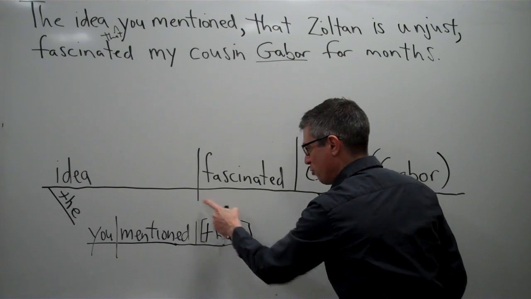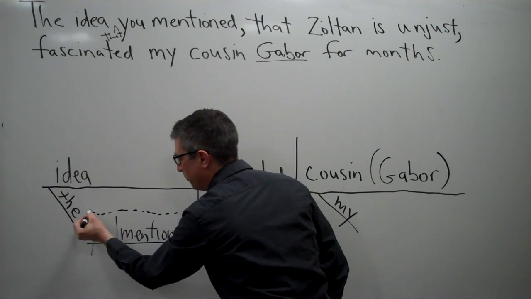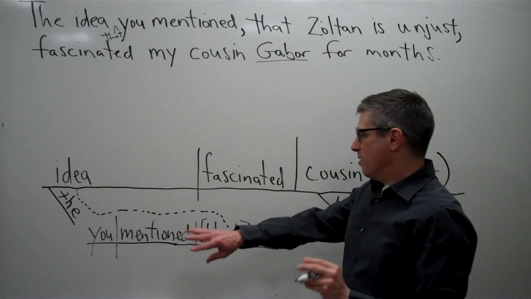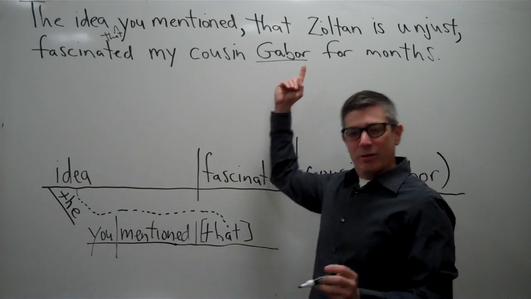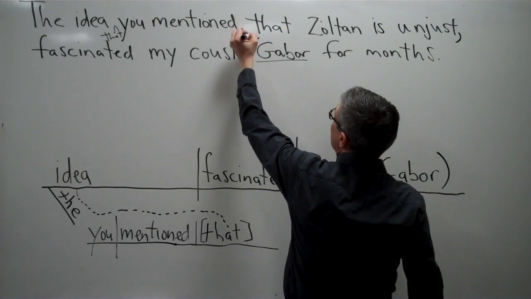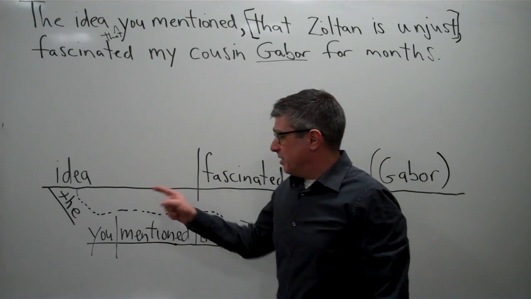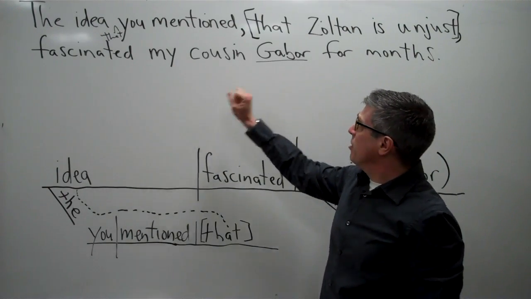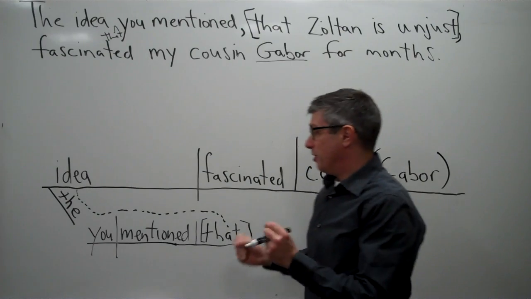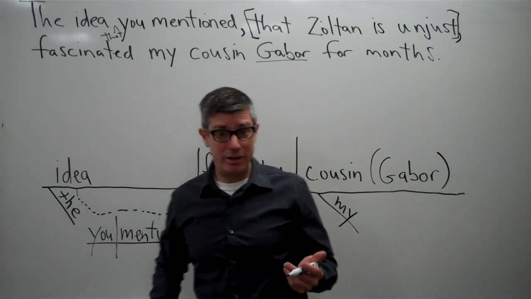And now I'm going to shorten our little line there. And now we do a dotted line between the relative pronoun and the noun that the relative clause modifies. So the idea that you mentioned, and now we get the second of our appositives in this sentence. And it's this thing here, that Zoltan is unjust. And now we have the idea that you mentioned and the idea that Zoltan is unjust. They may seem the same. They both begin with that. But there's an important difference. And that is that this you can do our little my cousin Gabor test on.